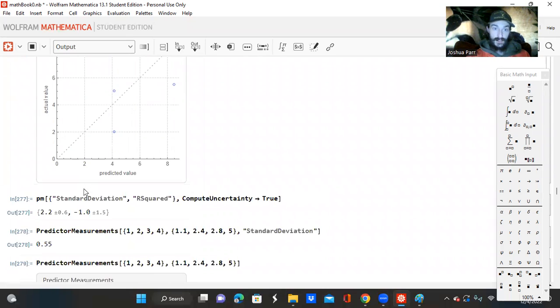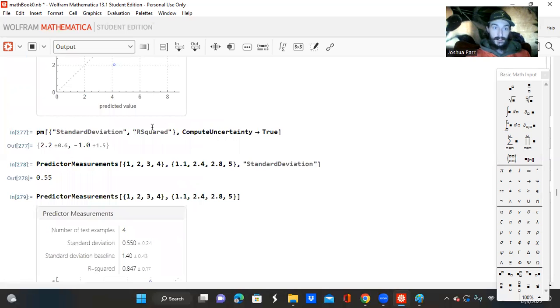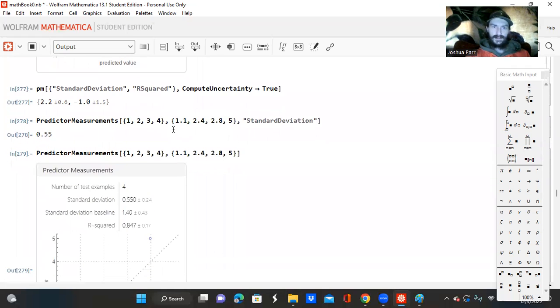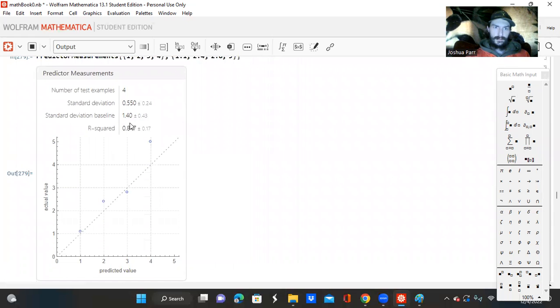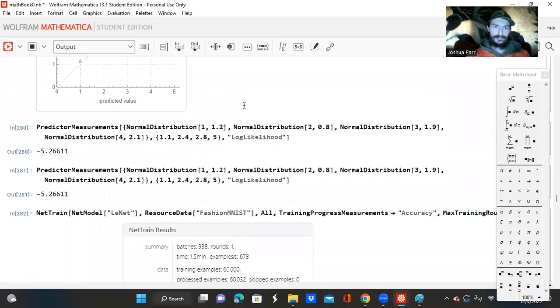Batch evaluation speed. So we got standard deviation, uncertainty computed for both, and the R squared. Got predictor measurements, standard deviation, and then we got another predictor measurement. Keep sampling them. I'm asking for the log likelihood of normal distribution.